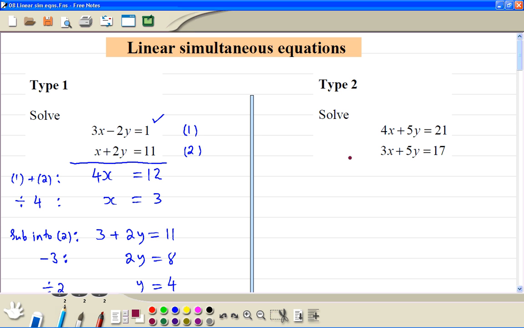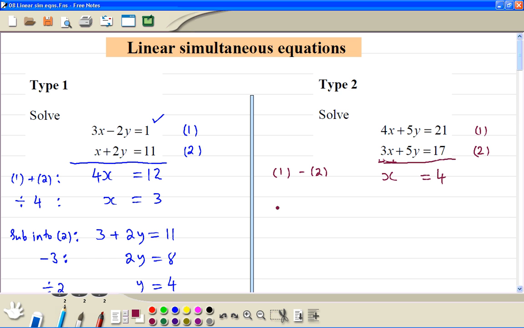Type 2, again we have a coefficient of y is 5 and here is 5, but now both got plus sign in front. So this time we can eliminate y by subtracting. So first we label this equation 1, label this equation 2, so then we say equation 1 minus equation 2, so 4 minus 3 is 1x, 5 minus 5 here, y is eliminated, 21 take away 17 is 4.